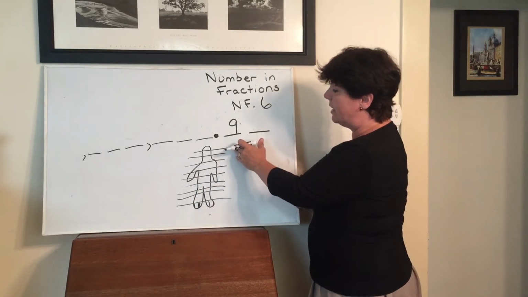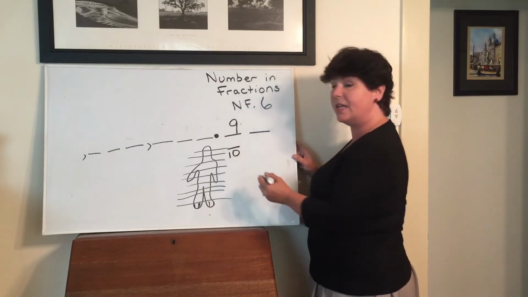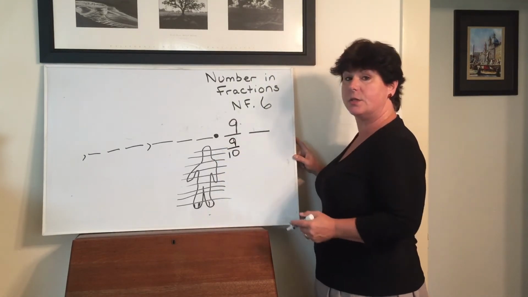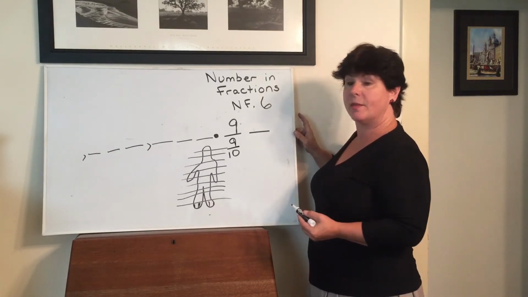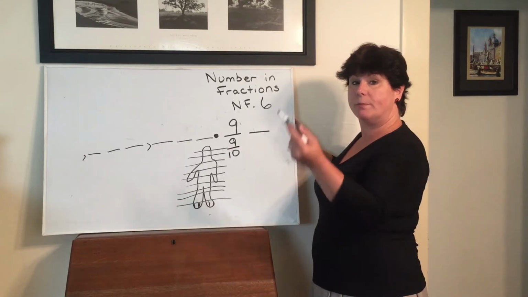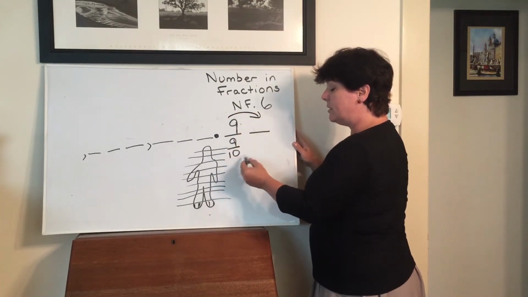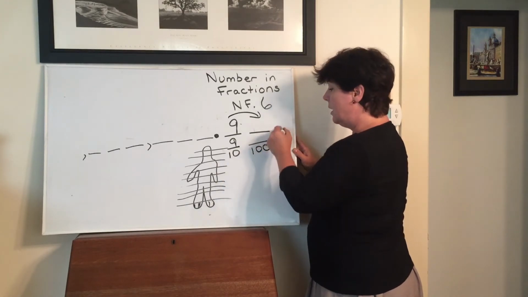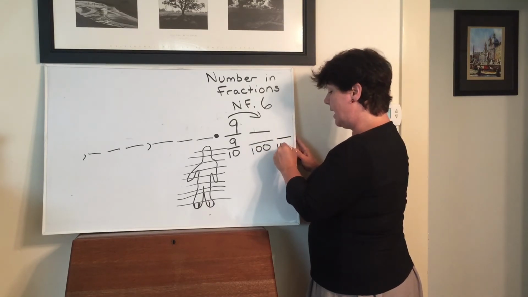So how would I write that in a fraction value? Well, because this place is worth tenths, this is equivalent to 9/10 because I'm in the tenths place. The next place would be chopped up 10 times more than that. And what's 10 times more than tenths? That's hundredths. The next place is what's 10 times more than that.